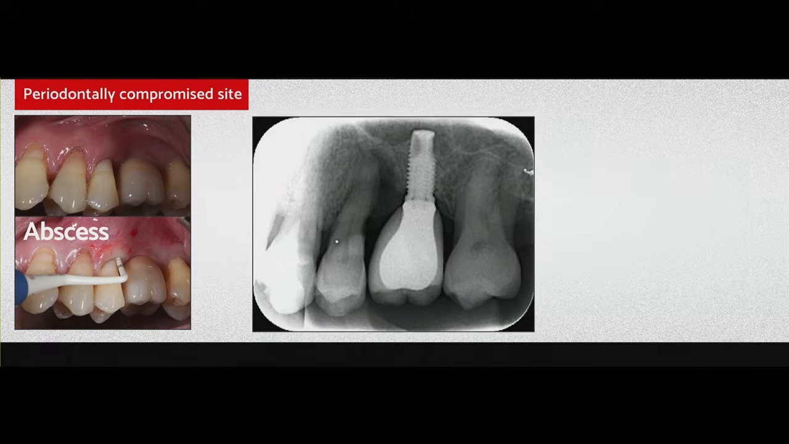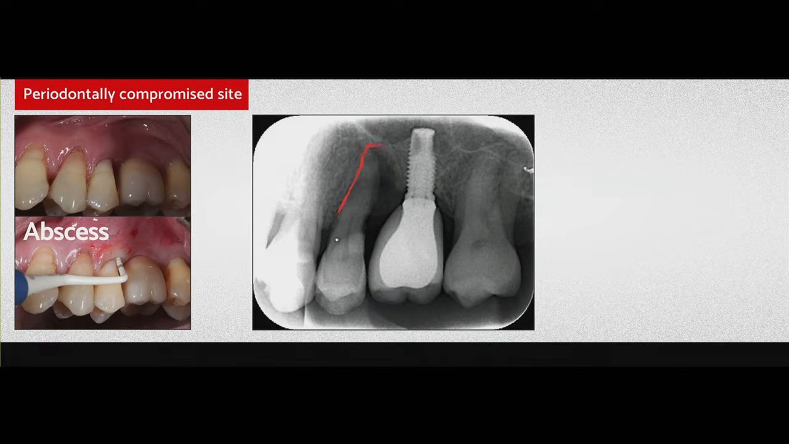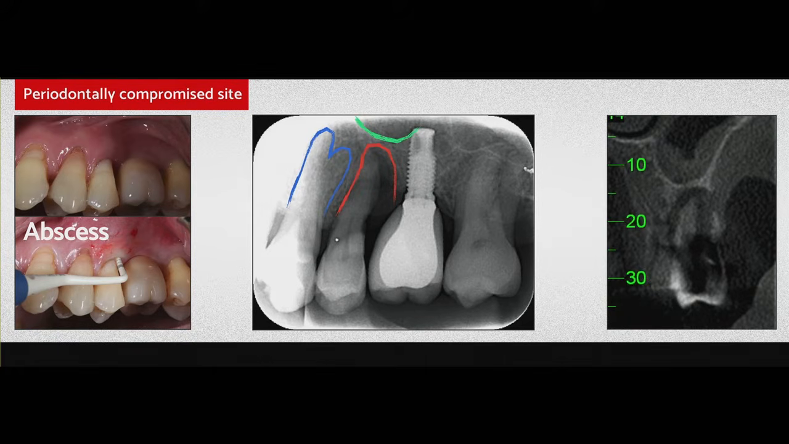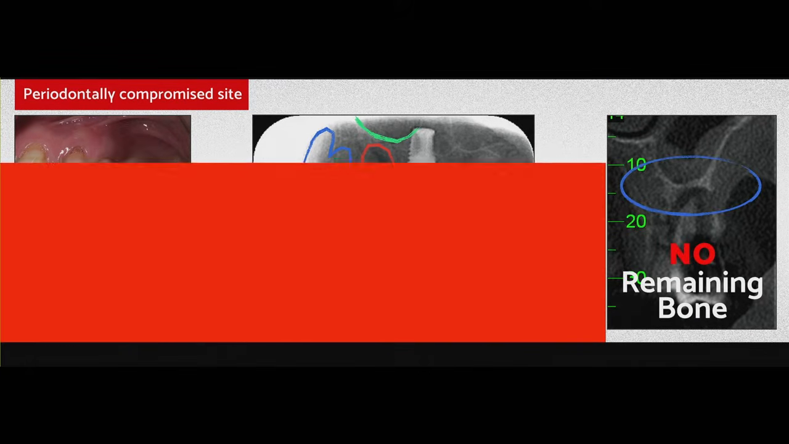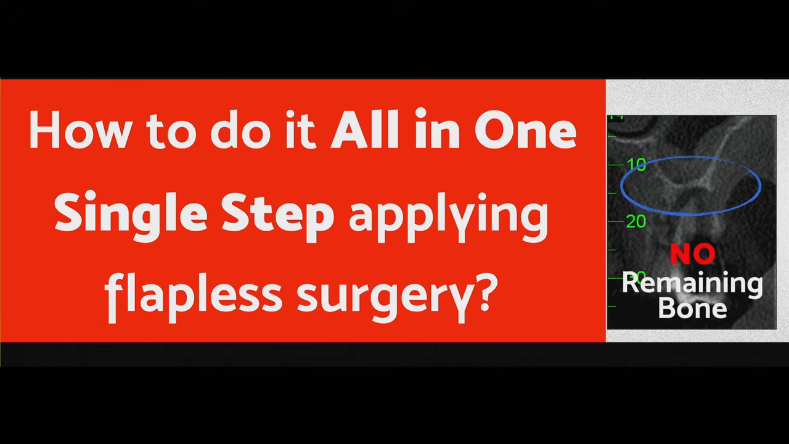This is a periodontally compromised site. The periodontal pocket was around 12 millimeters in depth. Here you can see the extension of the bone defect, the roots of the neighboring tooth, the sinus floor, and now this is our scenario. We have no remaining bone to stabilize this implant. How to do it all in one single step, applying flapless surgery.